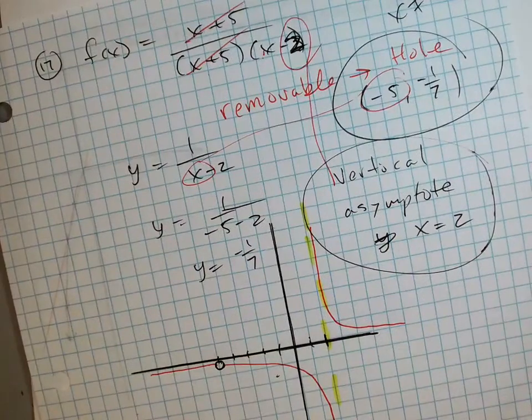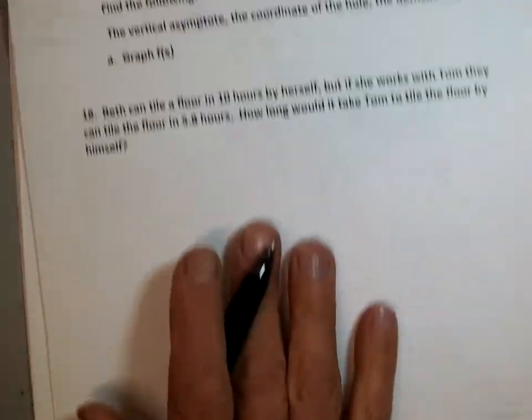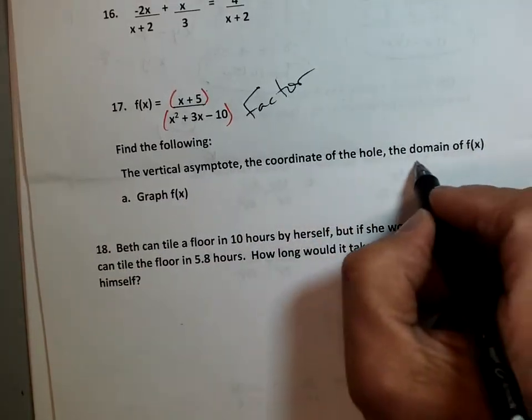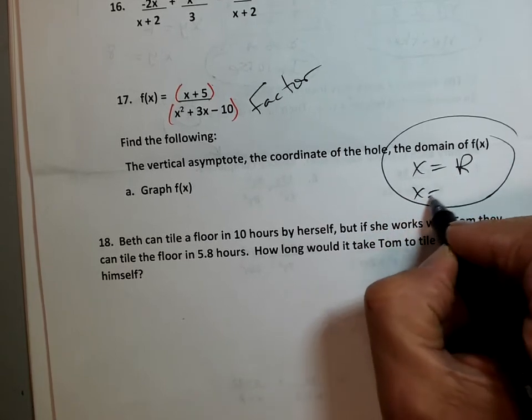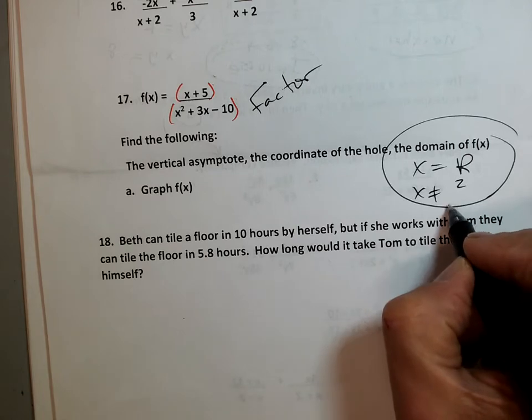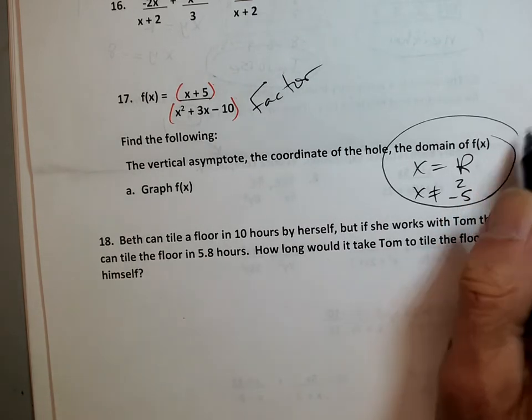So what about domain? Tell me what x cannot be. How about domain? So I know that the domain of this, x can equal everything except, x cannot equal what? 2, and x cannot equal -5. Okay.